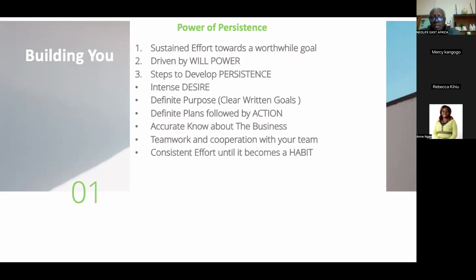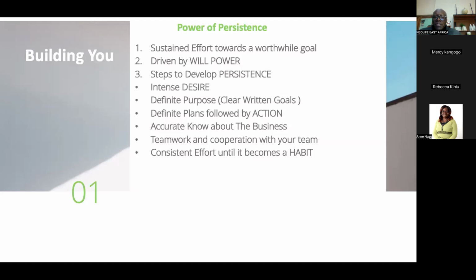Very important, teamwork. Teamwork is what makes this business work. And cooperation in your team. Cooperation simply means you need to have good relationships in your team. This business is very strange. The kinder you are to your distributors, the more successful you're going to be. And kindness costs you nothing. So have good teamwork and then consistent effort until it becomes a habit.